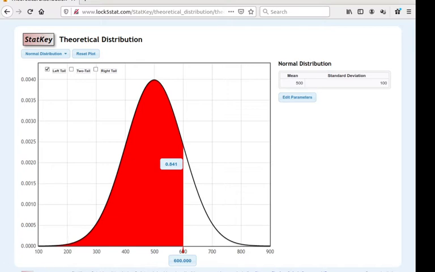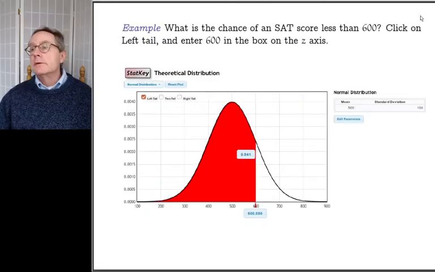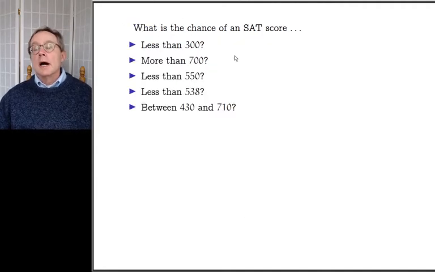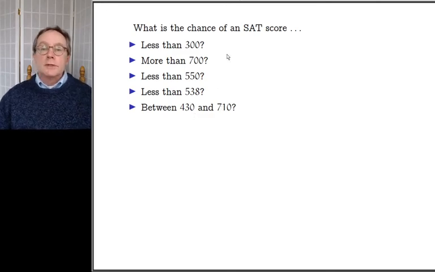Okay, so we can get StatKey to answer all kinds of SAT questions just by entering the numbers and clicking on what we want. And you can ask less than 300, more than 700, less than 550, etc. I could even ask between 430 and 710. So let me pick some of these, not to do all of them, but just to pick some of them.